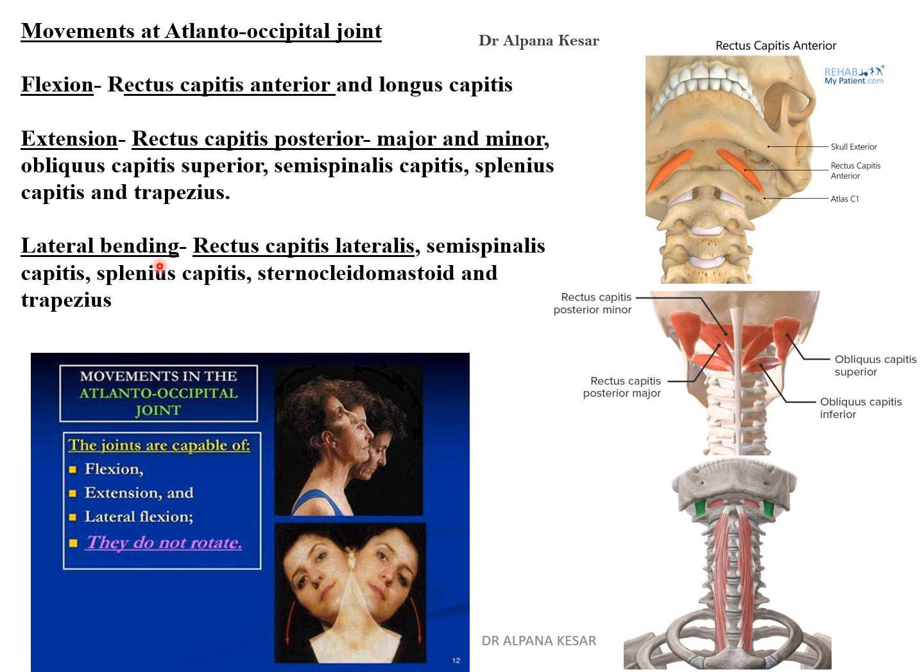Lateral flexion or bending is brought about by rectus capitis lateralis, along with semispinalis, splenius capitis, sternocleidomastoid, and trapezius muscles.